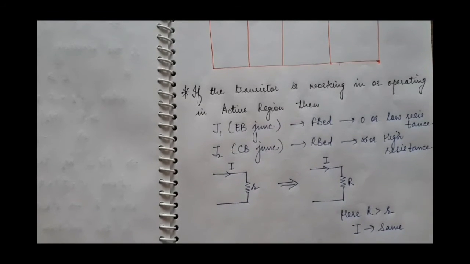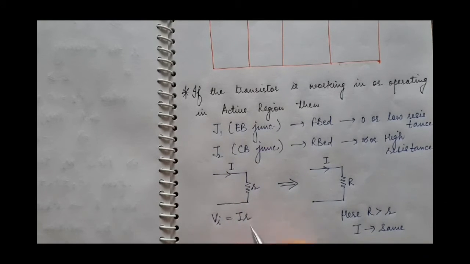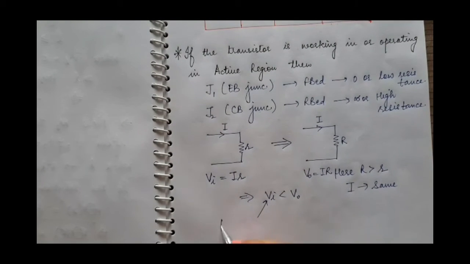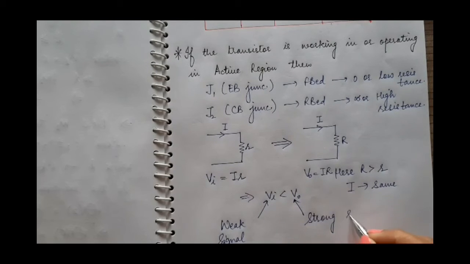So what will be the voltage drop across this low resistance and across this high resistance? Vi will be I into small r, and the output V0 will be I into capital R. I is the same, so as small r is smaller than capital R, this implies Vi is smaller than V0. It means this was the weak signal and this is a strong signal. This implies amplification occurs when the transistor works in the active region.